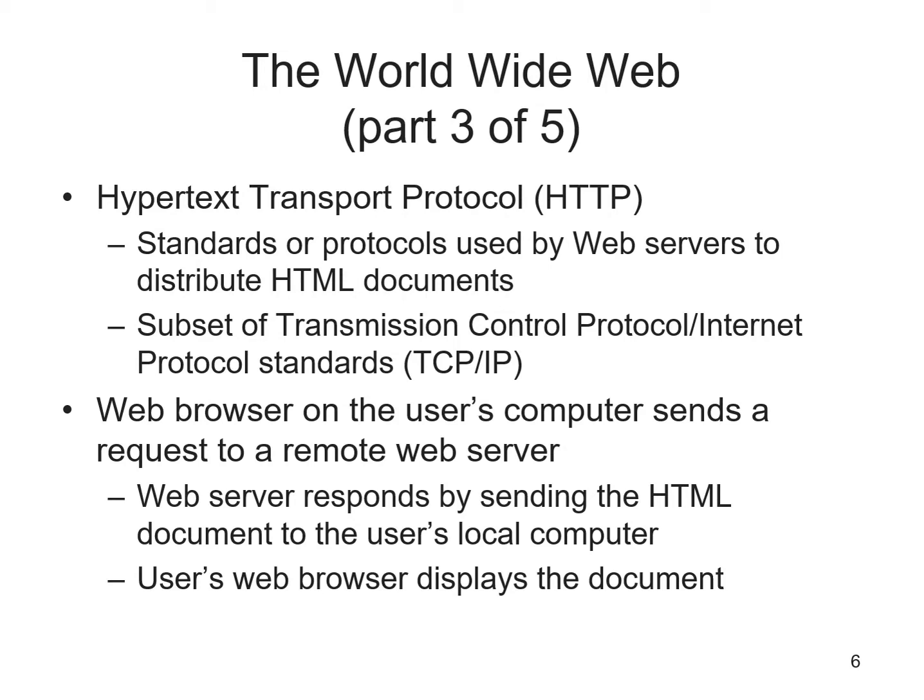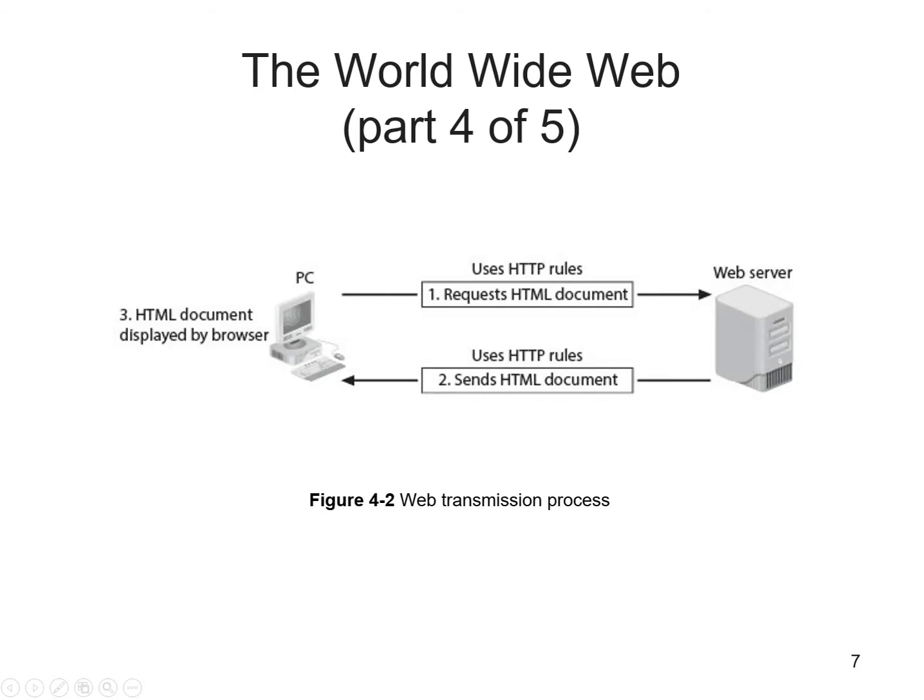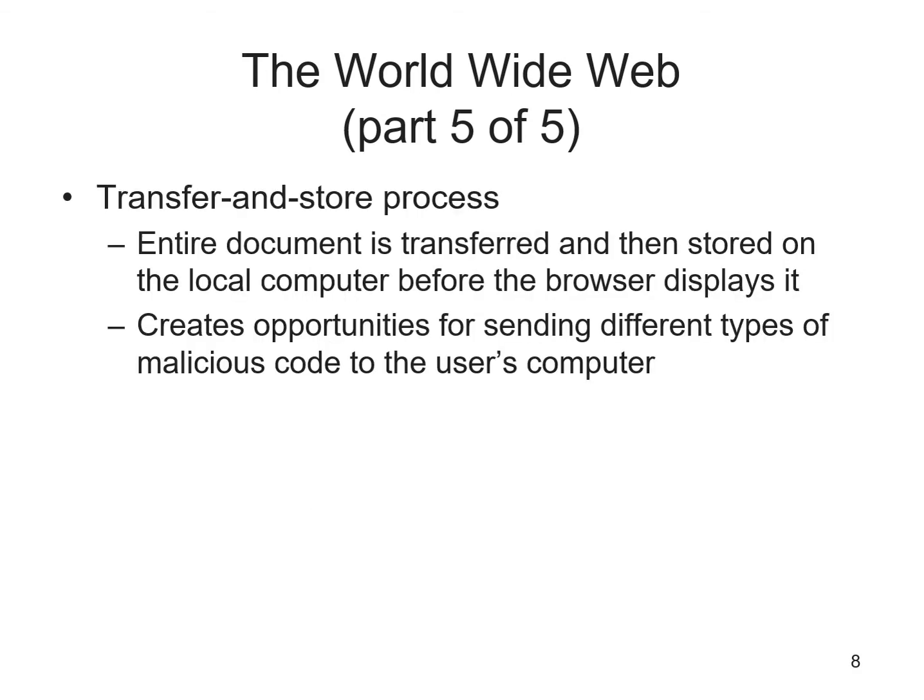Now, web browsers on the user's computer send a request to remote web servers. They'll be requesting some information, and then they'll be getting a response from the server with the HTML pages. The web server responds by sending the HTML document to the local computer, and the user's web browser displays that document as the piece of information which appears on their computer. Now, as you can see, a PC sent an HTML request to the web server, and it sent the HTML document back to the computer so that they can view the information which is appearing.